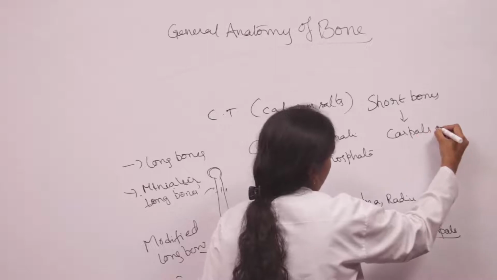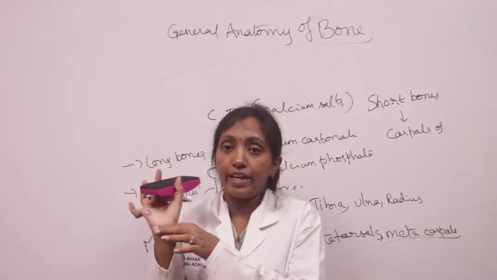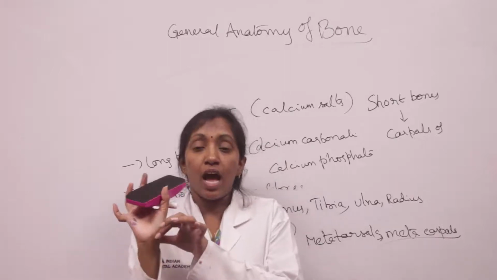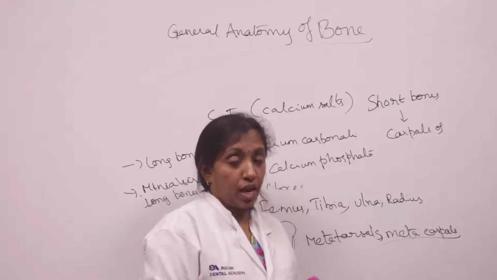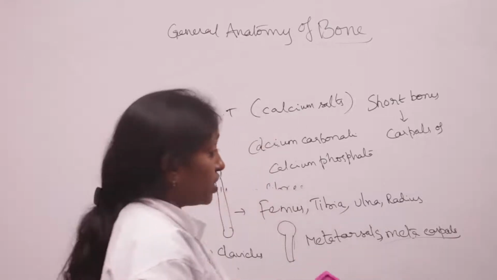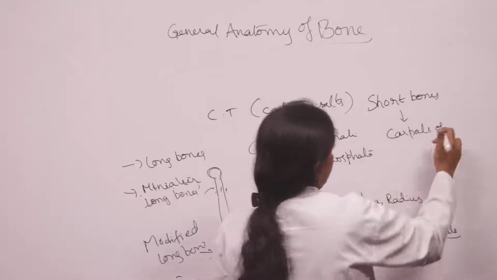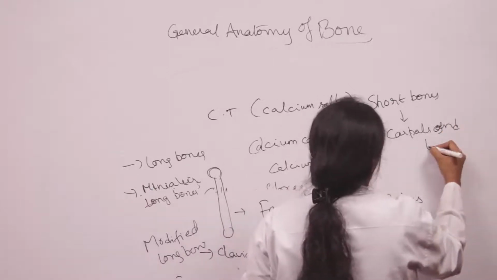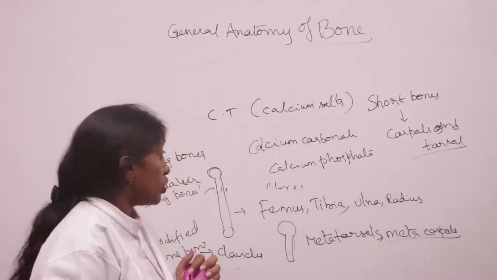The carpal bones are situated here, and the tarsal bones are situated in the foot region. Carpals and tarsals are the examples of the short bones.